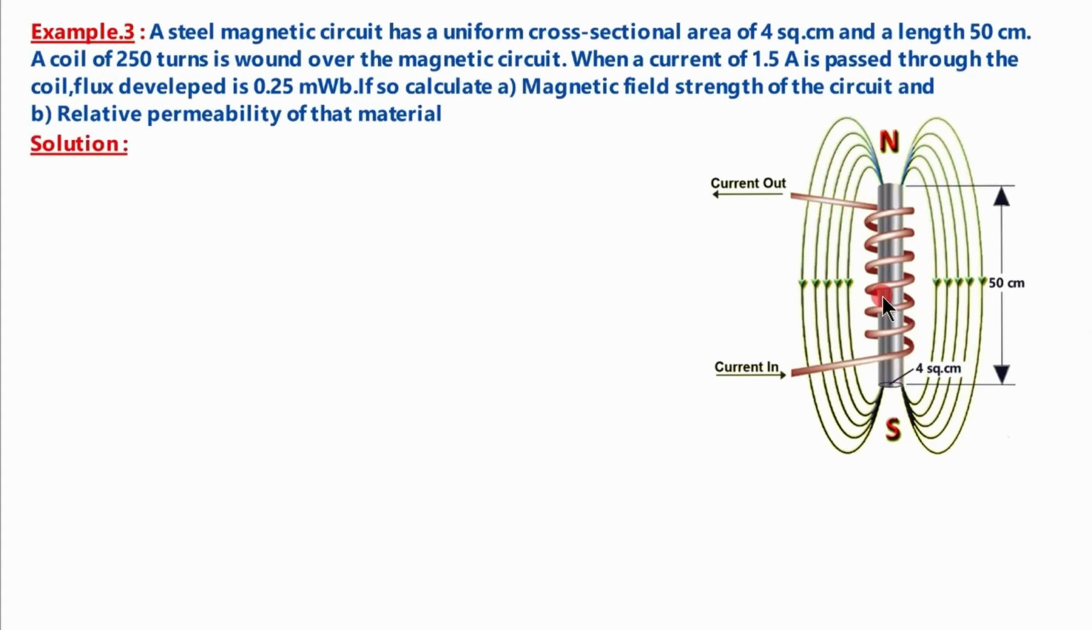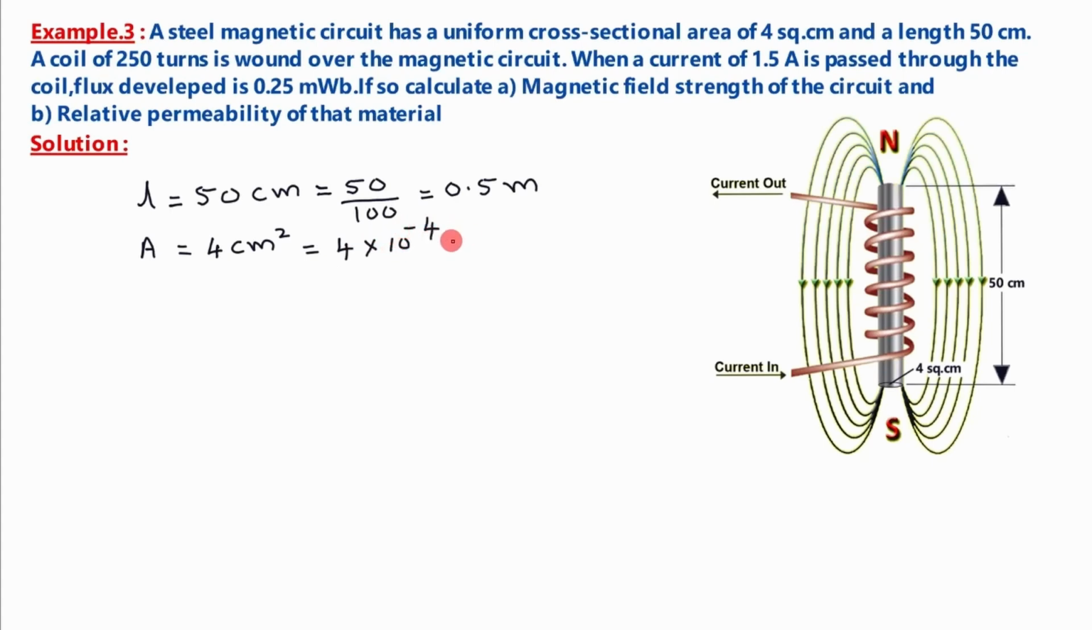Solution: it is given that length of that magnetic circuit is 50 centimeter. That is, L is equal to 50 centimeter. That is equal to 50 divided by 100, that is 0.5 meter. Next, cross-sectional area is given as 4 square centimeter. So, A is equal to 4 square centimeter, which is 4 into 10 raised to minus 4 meter square. Number of turns of the coil is 250. That is, N is equal to 250 and current I is given as 1.5 ampere. I is equal to 1.5 ampere.